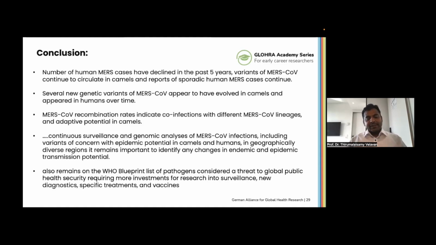MERS-CoV viruses. And equally, the WHO blueprint list of pathogens shows that MERS-CoV is a global public health security concern, which requires more research, surveillance, new diagnostics, new specific treatments, and equally vaccines that could provide a basis for infection control. Thus, the spread of the virus is contained, and thus the elimination and eradication of this virus.